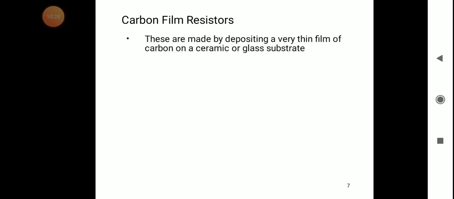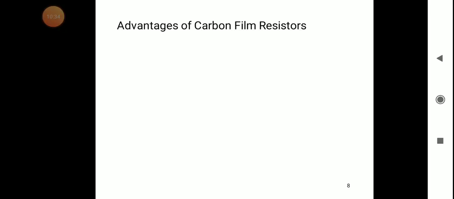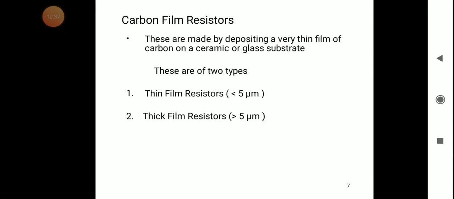So that's why we have another one, carbon film resistors. These are made by depositing a very thin film of carbon on a ceramic or glass substrate. We use a thin film instead of carbon composition. Carbon film resistors are of two types: one is the thin film resistor, the second is the thick film resistor.